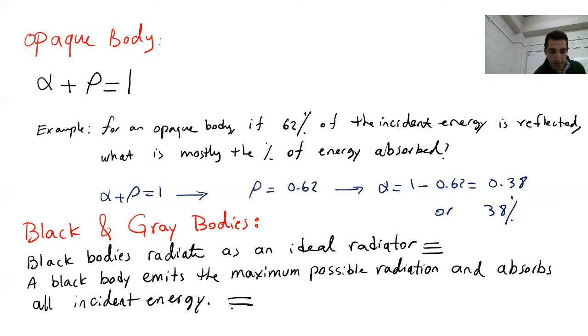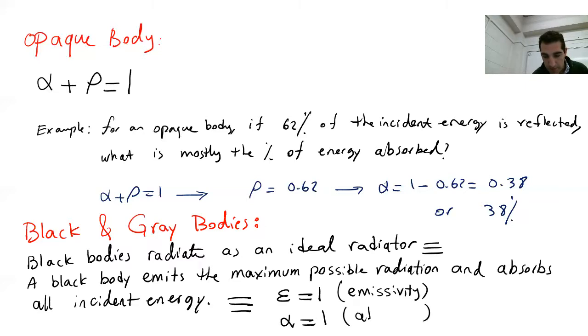Another definition for a black body is that epsilon, or emissivity, is 1. Emissivity, the ability of the surface to emit energy, is maximum. And absorption, or absorptivity, is 1 as well. So that's what we get out of those definitions. In our calculations, epsilon is 1 and alpha is 1 for a black body.